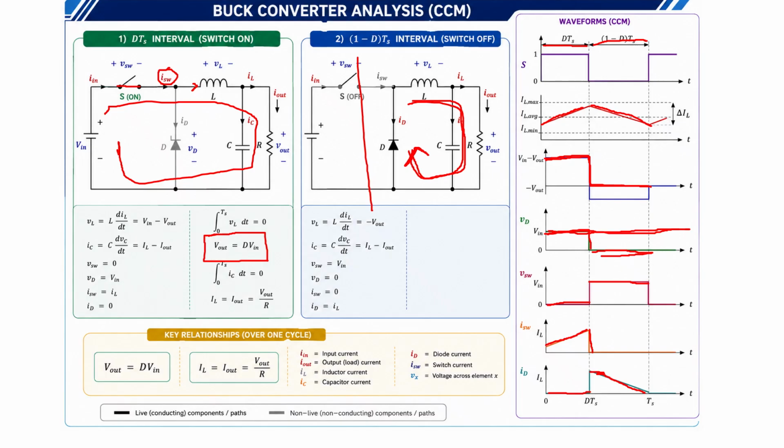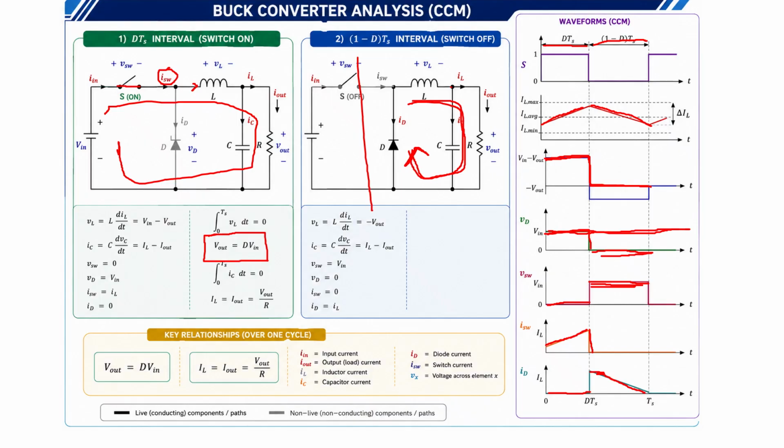IC is equal to C dVc by dt, and this current is the difference in current. When we are taking this as a junction, by Kirchhoff's current law, IC is equal to IL minus I out. Now VSW, voltage across the switch. Here, voltage across the switch is equal to V in during the turn on condition.